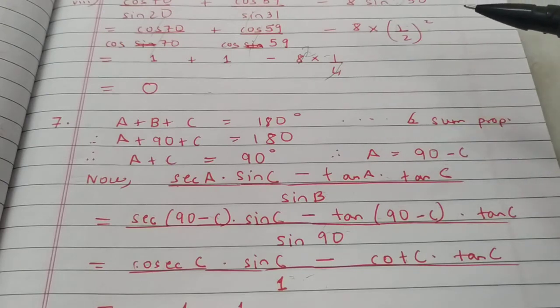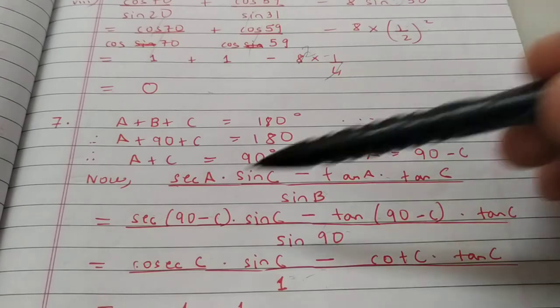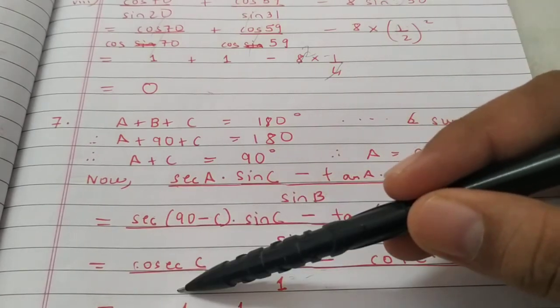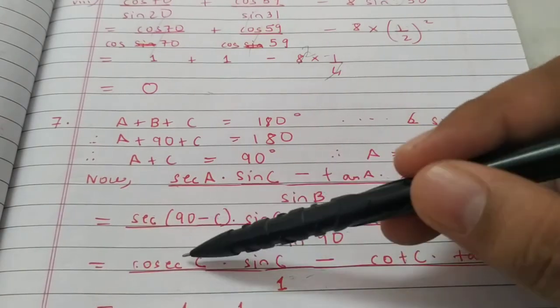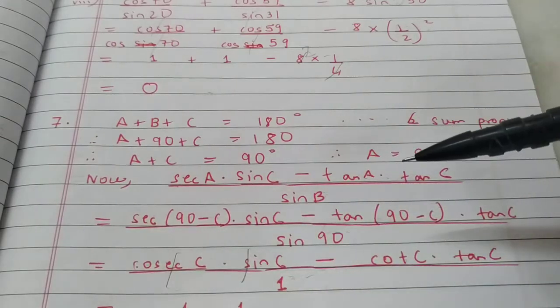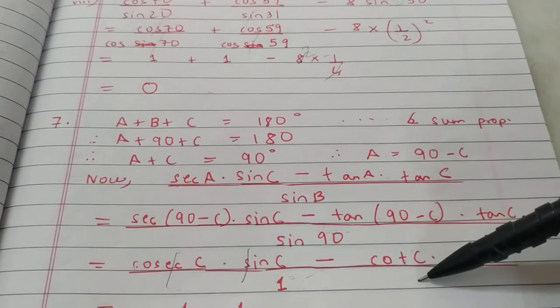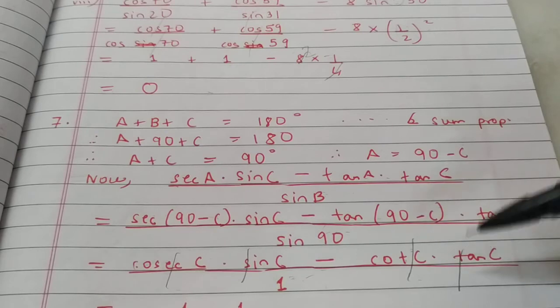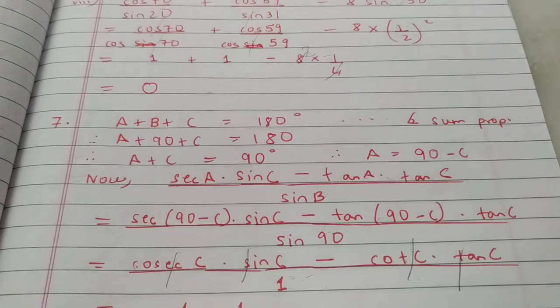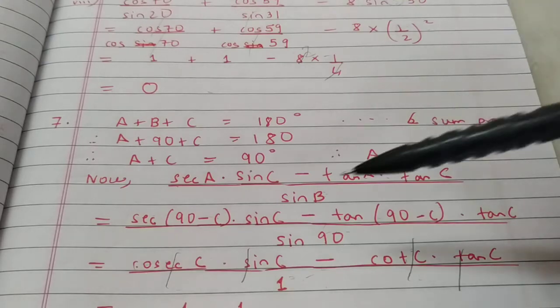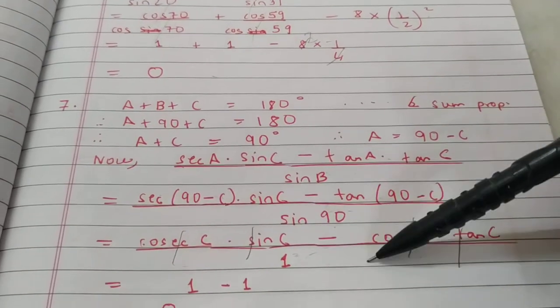Now what? Now the reciprocal relationships. Cosec is actually 1 upon sine, so 1 upon sine C. So cut. Similarly, cot is 1 upon tan. Cut. So you should remember all these reciprocal relationships as well as the complementary relationships and the table. If you remember all these things, then you can solve any sum from anywhere. So the final answer is 1 minus 1 upon 1, that is 0.